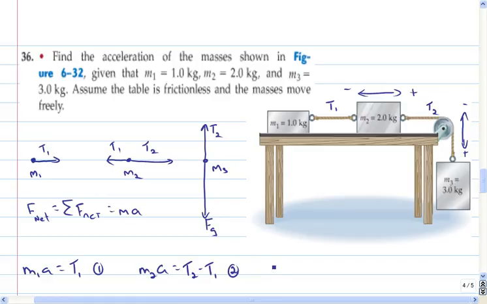For the mass 3, M3 will accelerate. That'll be due to the difference in the force of gravity, which is M3 times g, where g is 9.8 meters per second squared, minus T2, and we'll call this equation 3. And we'll use these 3 equations in the next video to solve for the acceleration.